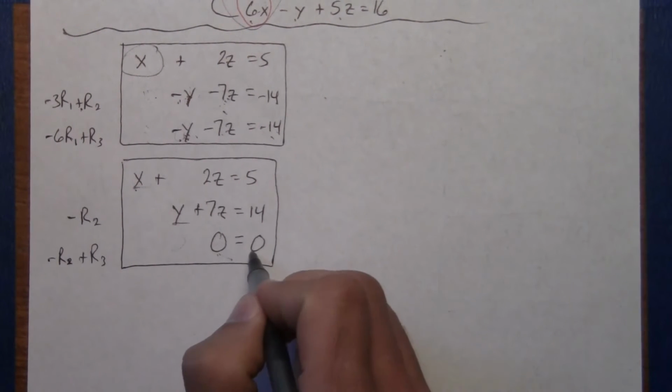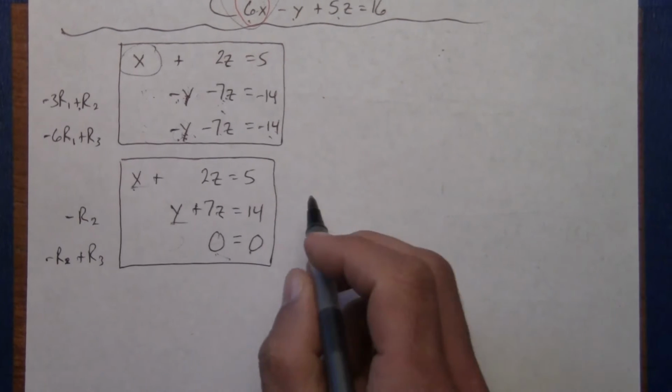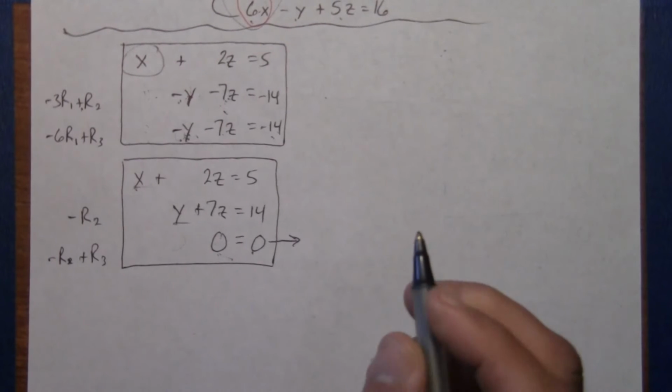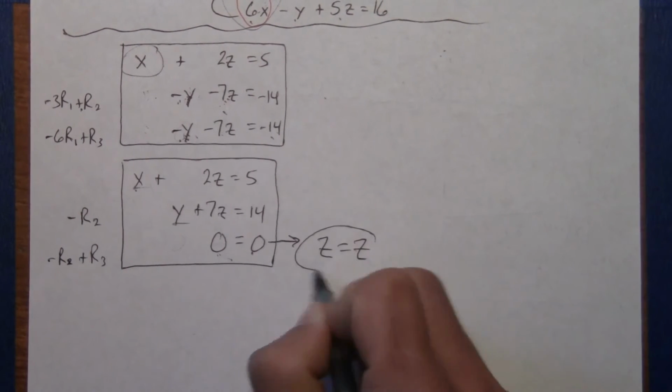All right, now if it's 0 equals 6, that would be awesome because we would be done. It's no solutions. When it's 0 equals 0, this is many solutions, but we're not going to say that. We are going to say that z is equal to z.